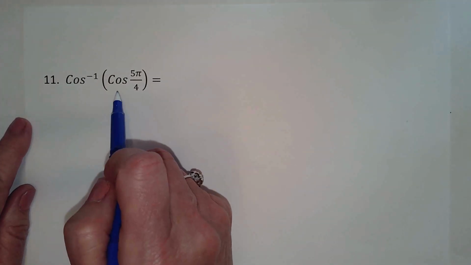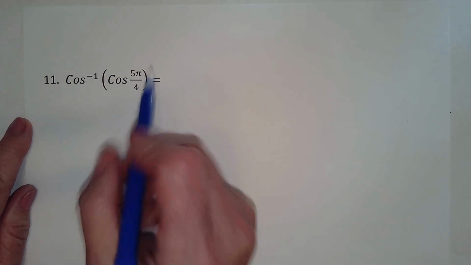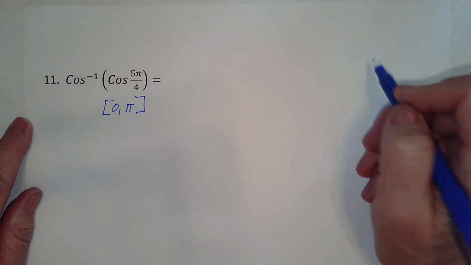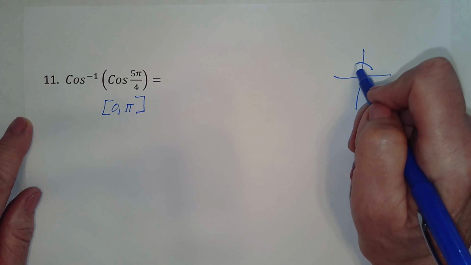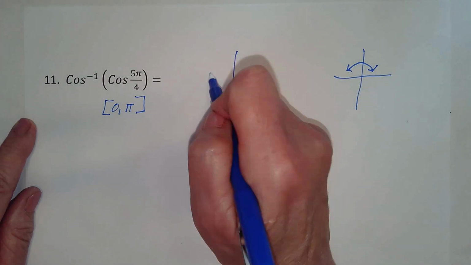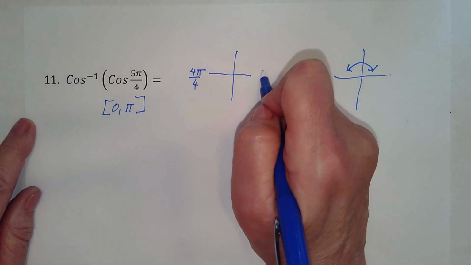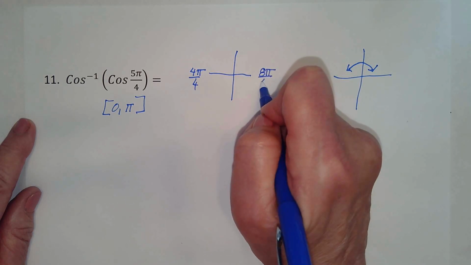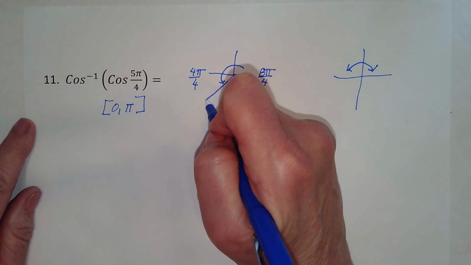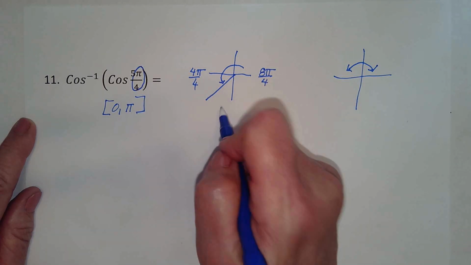Cosine inverse of cosine of 5 pi over 4. For the angle to be inside the domain, it must be between 0 and pi. That is in the first and in the second quadrant. 5 pi over 4. Here we have 4 fourths pi. We have 8 fourths pi. It is going to be in quadrant 3. I can see that my reference angle is pi over 4.